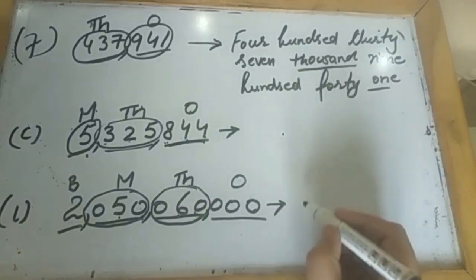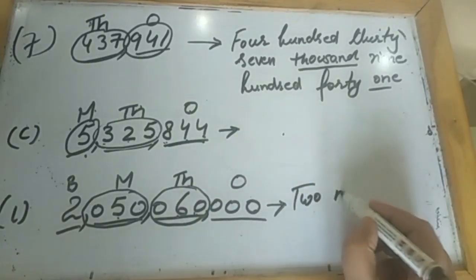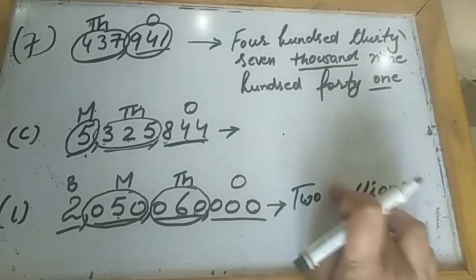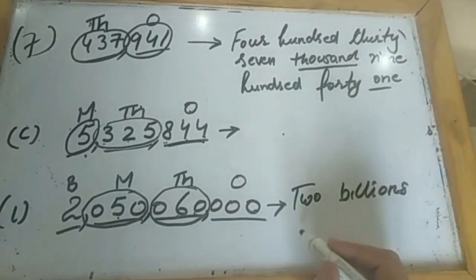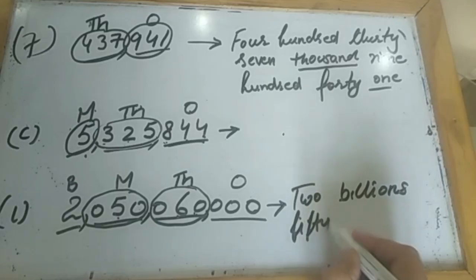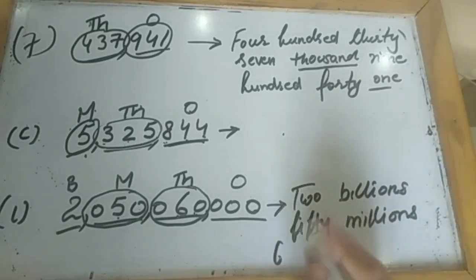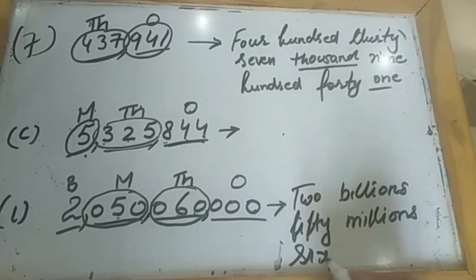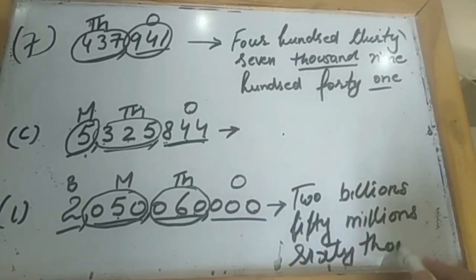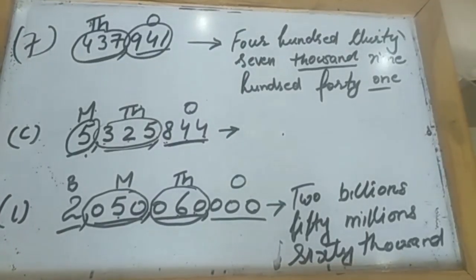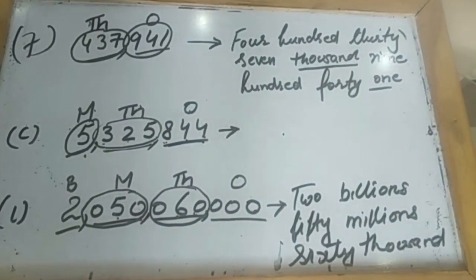It's 60,000. So you will write this as 2 billions, 50 millions, 60,000. So this is how we read and write according to the international system.